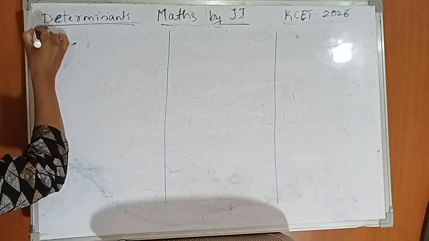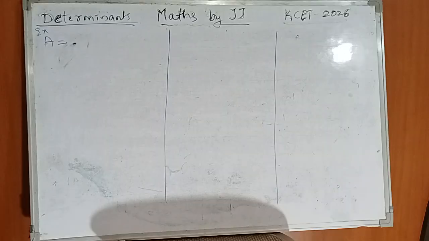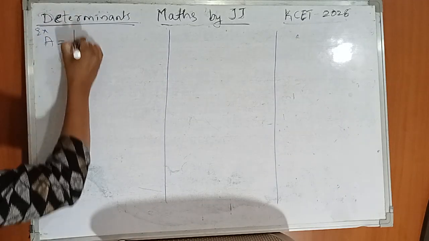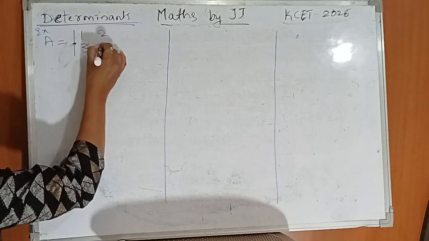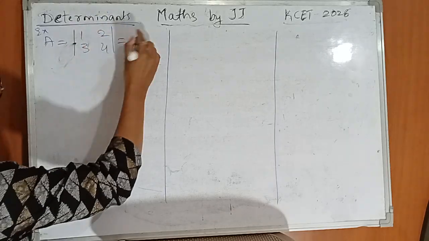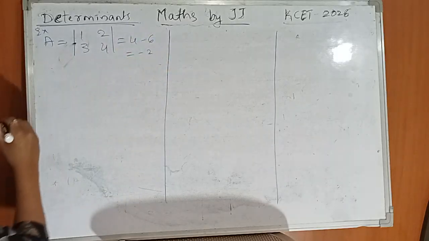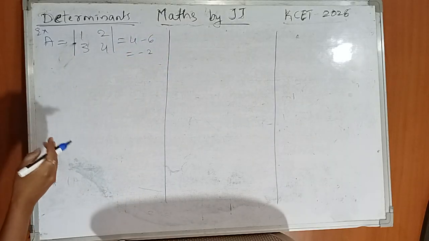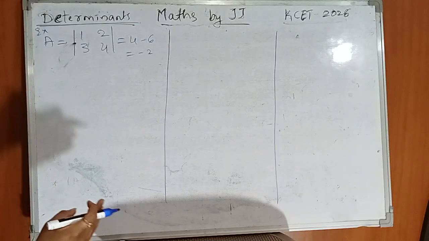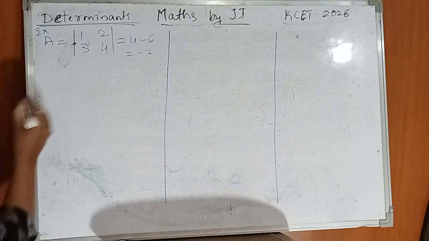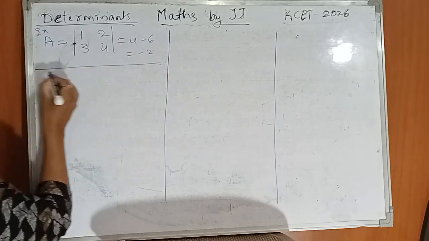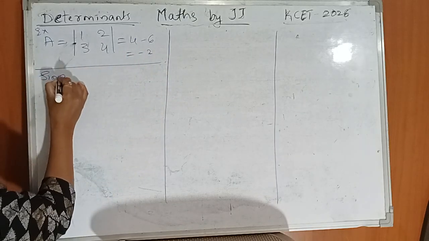For example, I am just giving you a very simple example, that is an order 2 determinant. For example, it is 1 2 3 4. This is very basic. So 1 into 4 minus 6, which is nothing but minus 2. Then similarly, you know how to calculate the order 3 determinant. So now the main part, what additionally we are going to learn.